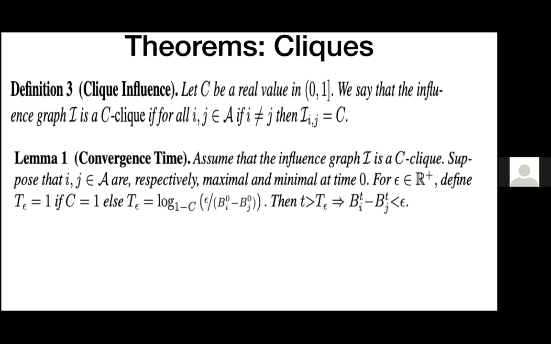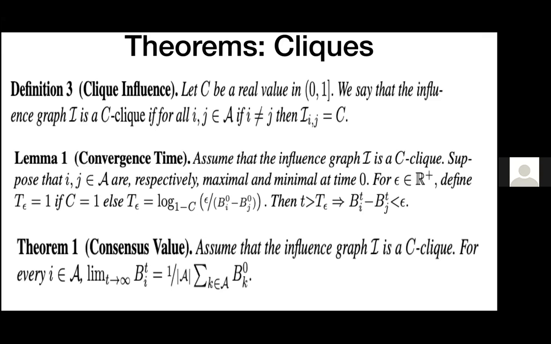if I take this logarithm expression, and this is t of epsilon, then for any time t after this time, the difference of opinion between i and j is smaller than epsilon. So basically, I know when they're actually going to agree up to a certain distance epsilon. And I actually know the consensus value. So you give me an influence graph, a clique, and I can tell you in the limit, when time tends to infinity, what the consensus value of every agent is going to be. This is also very interesting.